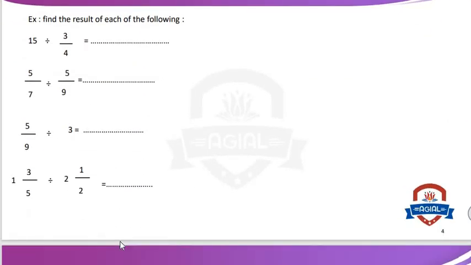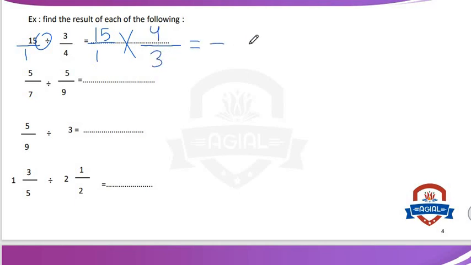Okay, let's solve it. Find the result of each of the following. 15 divided by 3 over 4. At first we convert 15 to a fraction by putting 1 under it, 15 over 1. Now to divide two fractions we have how many steps? 3 steps. Leave, exchange, flip. So we leave the first one, 15 over 1. Exchange: divide becomes multiply. Flip: 3 over 4 becomes 4 over 3.